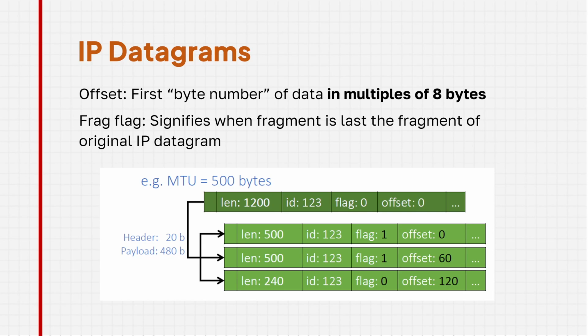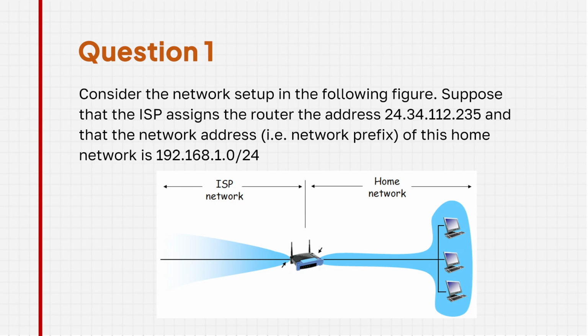Offset is basically the first byte number. It's like the sequence number of TCP, but you divide it by 8 because it's written in multiples of 8 bytes. Okay? Any questions? No? Okay. Then now let's start the tutorial questions.